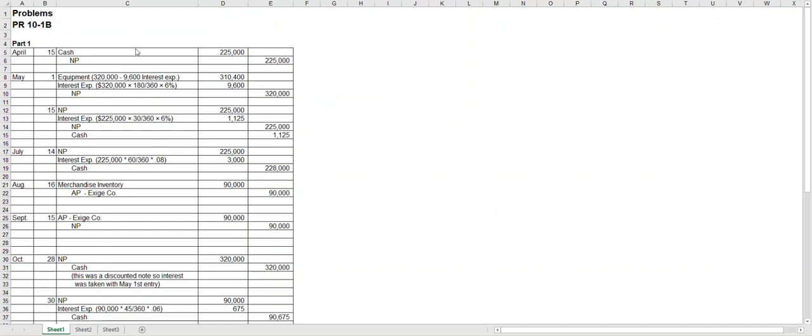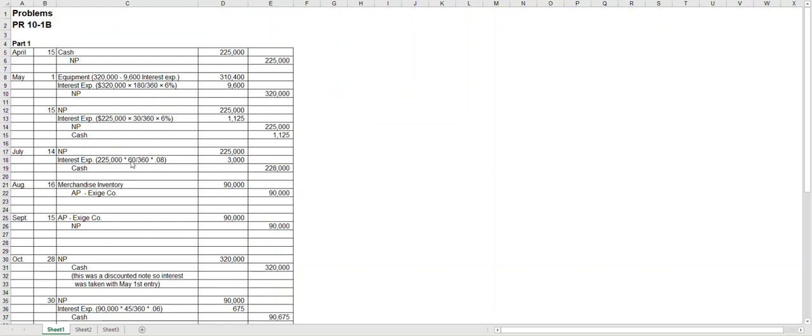Let's say that you need to take out a cash loan. You can debit cash and credit notes payable. Then when it comes time to pay it back, that is when you record the interest expense. So let's say that we pay it back 2 months later. At that time, we would debit notes payable for the amount of the note. We would debit interest expense, and we calculate interest expense the same way as interest revenue.